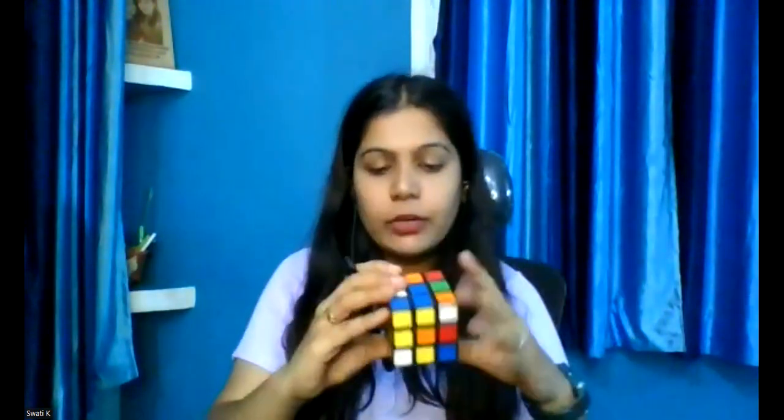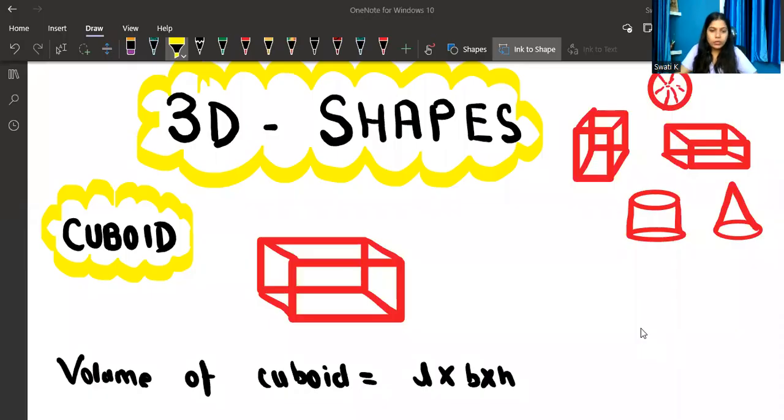But what is the curved surface area? Curved surface area is basically we are talking about leaving the top part and the bottom part. So we are talking about just this and this. So that is the lateral surface area. That is the difference between the total surface area and the curved surface area. So you can simply say for the curved surface area, we just exclude the bottom and the top part.